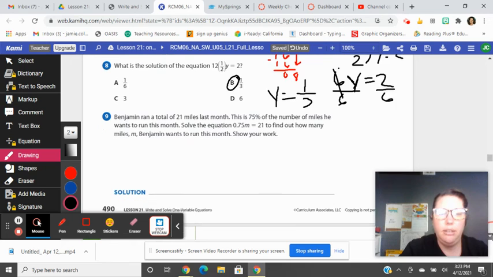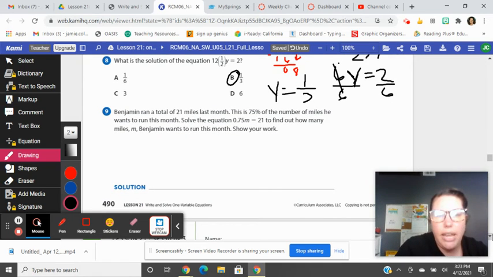Okay, number 9. Benjamin ran a total of 21 miles last month. This is 75% of the number of miles he wants to run this month. Solve the equation 0.75m equals 21 to find out how many miles Benjamin wants to run this month.